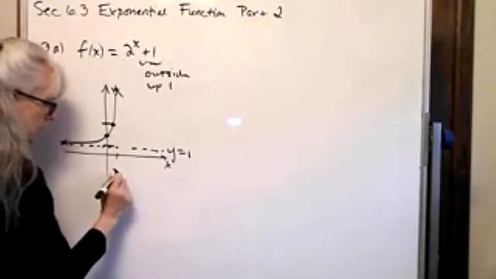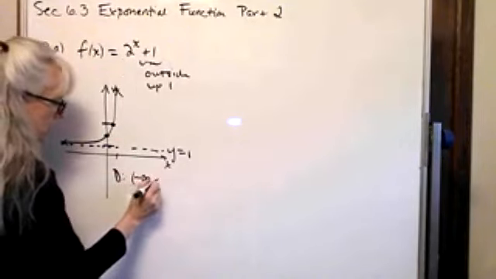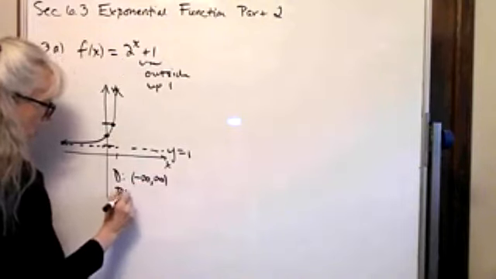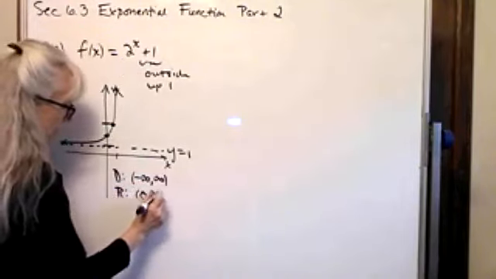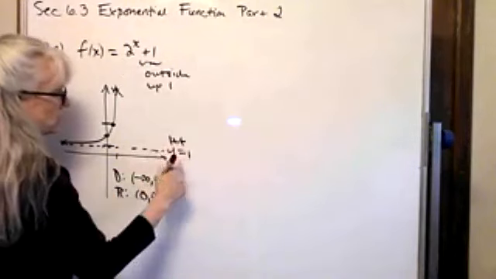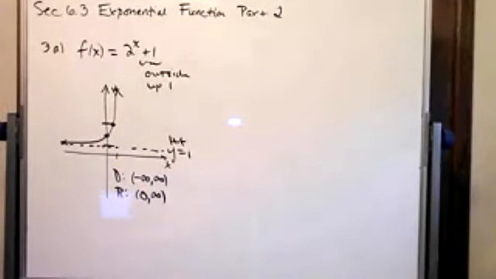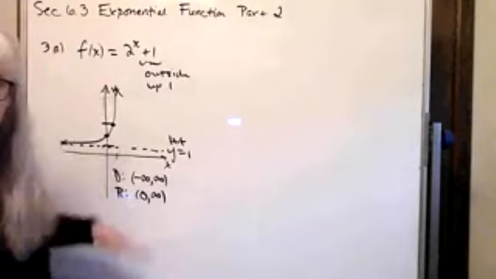Notice the domain is still negative infinity to infinity. The range is now 1 to infinity, and it has a horizontal asymptote at y equals 1. So we can move it up or down.